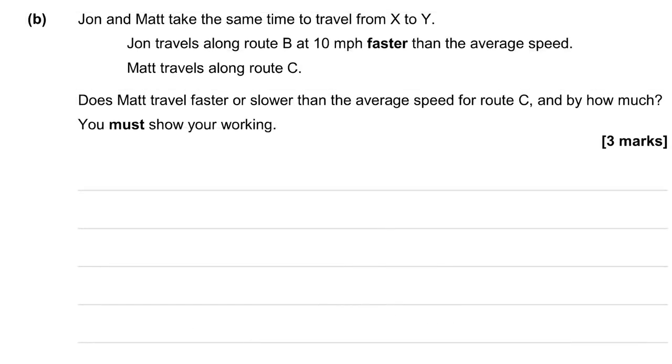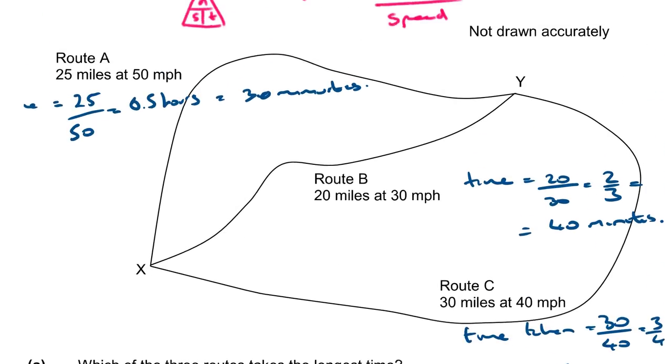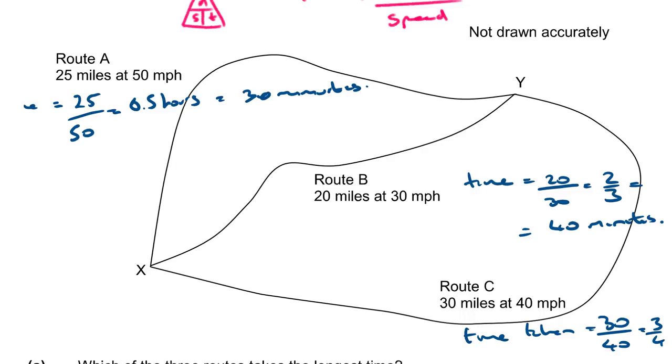Part B says John and Matt take the same time to travel from X to Y. John travels along route B at 10 miles an hour faster than the average speed, and Matt travels along route C. Does Matt travel faster or slower than the average speed for route C, and by how much? You must show your working. Okay, so John's going down route B at 10 miles an hour faster than he should be, or than on average.